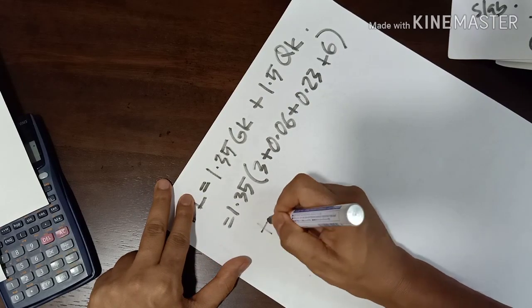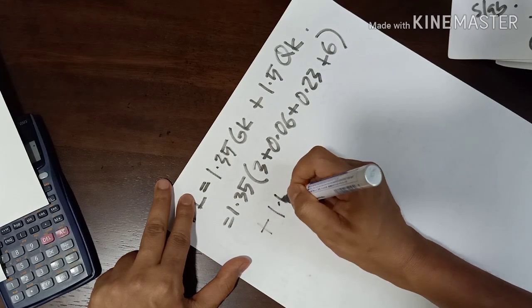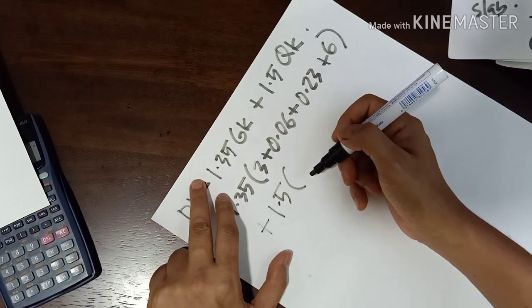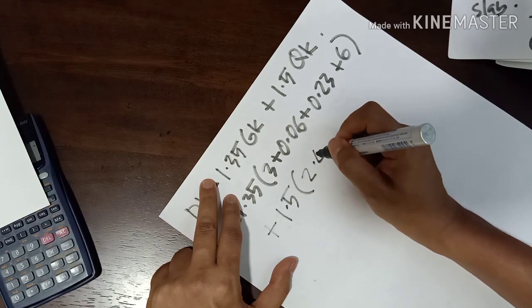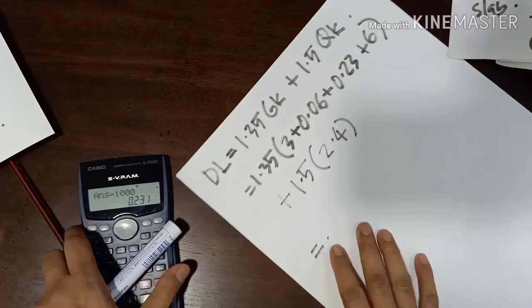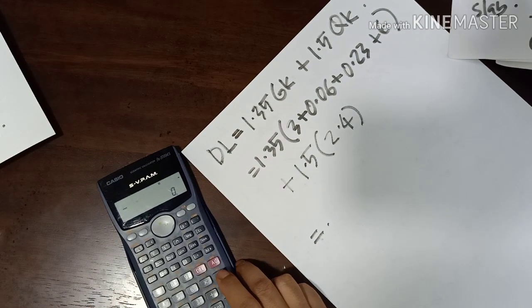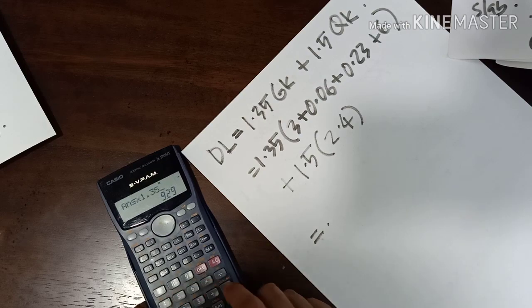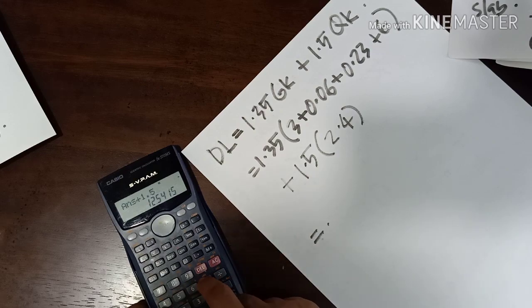And then we multiply with 1.5 times the Qk. The Qk is about 2.4, and this is the total value of loads acting on beam A12, where we have 3 plus 0.06 plus 0.23 plus 6 multiplied with 1.35, and then plus 1.5 times 2.4.